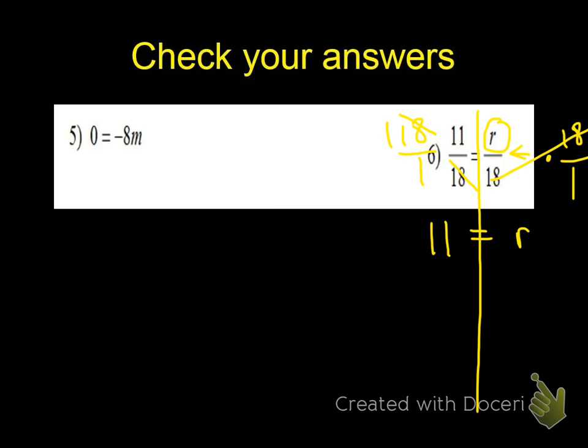To double check and make sure this works out, plug your answer back into the original equation, and 11 over 18 is equal to 11 over 18. That checks out, so 11 is the correct solution.